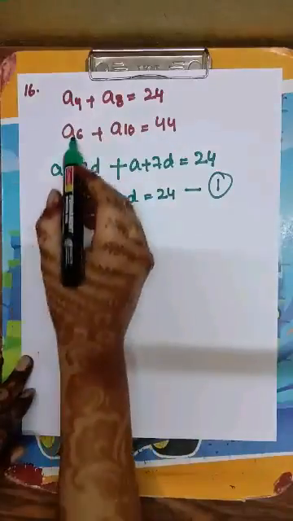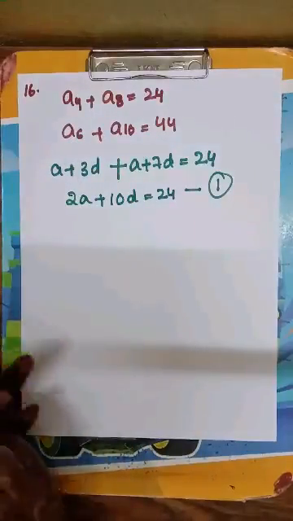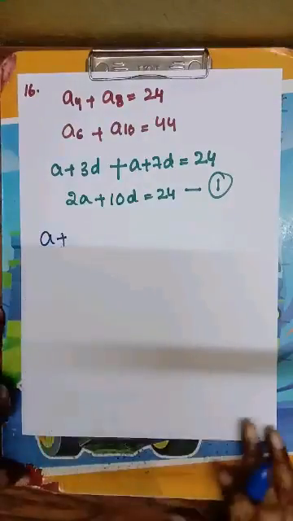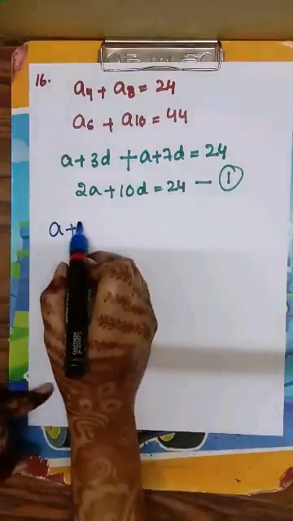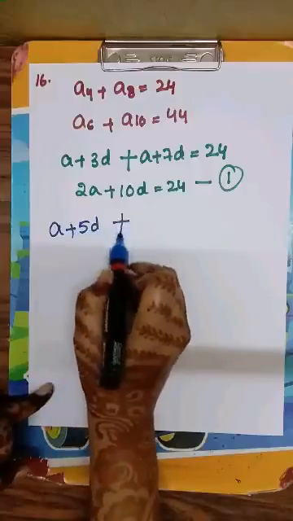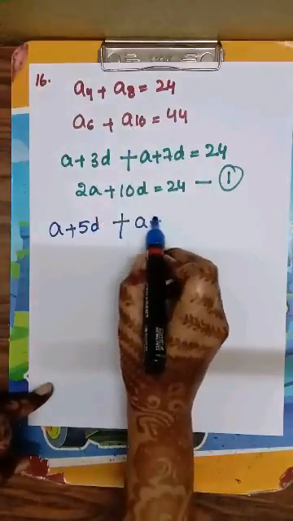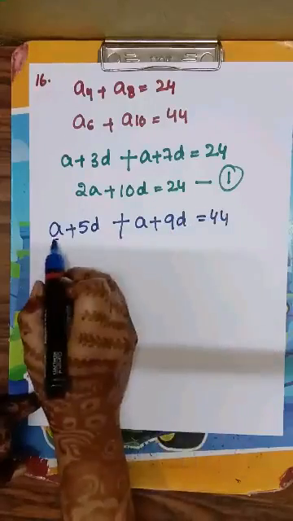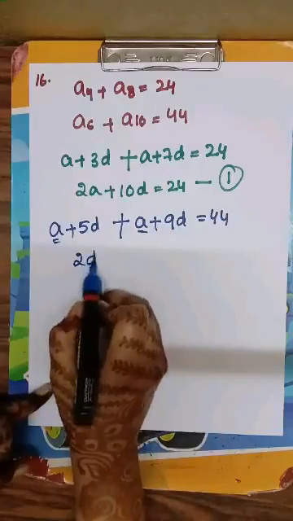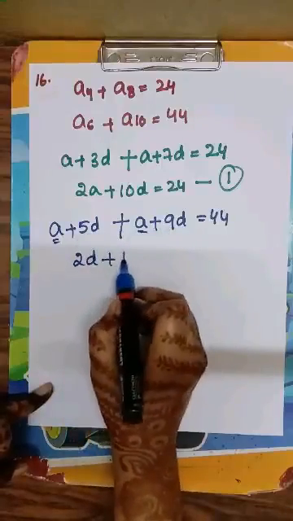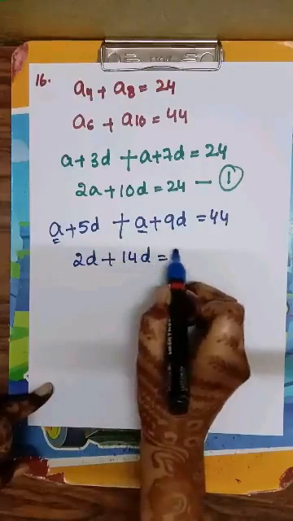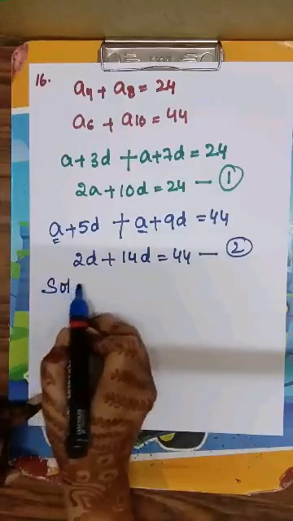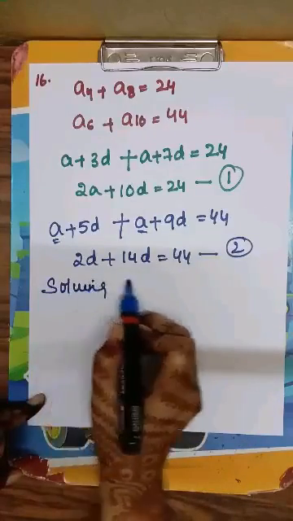Now the 6th term we calculate. How will we write the 6th term? A plus 5D, plus the 10th term formula A plus 9D is equal to 44. A plus A is 2A, 9 plus 5 is 14D, equal to 44. This is your equation 2. Solving 1 and 2 to get the values of A and D.